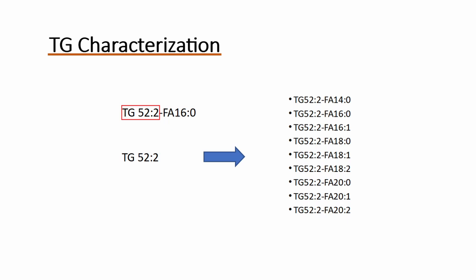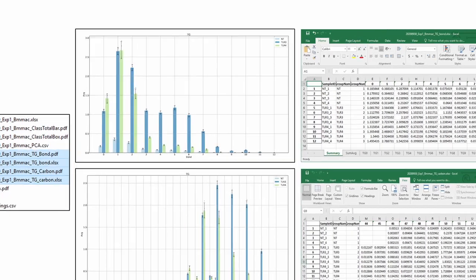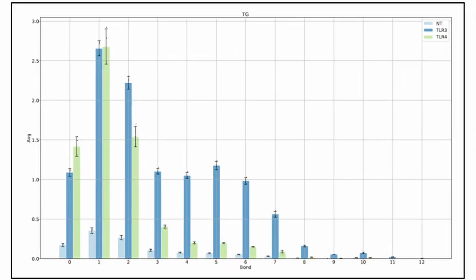This level of analysis results in the reporting of hundreds of TGs in the average sample. One way to aggregate and simplify this data is to sum all bulk species containing a given carbon or double bond number. This data can be used to create 2 plots that give a general profile of the TG pool. If you look at the double bond plot from our example experiment, you can see a striking pattern. While both TLR3 and TLR4 stimulation results in an increase in total TGs, the profile looks very different.